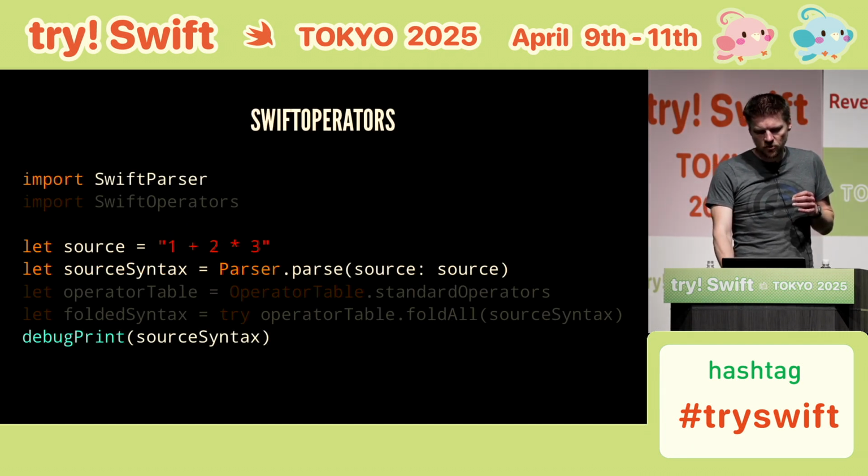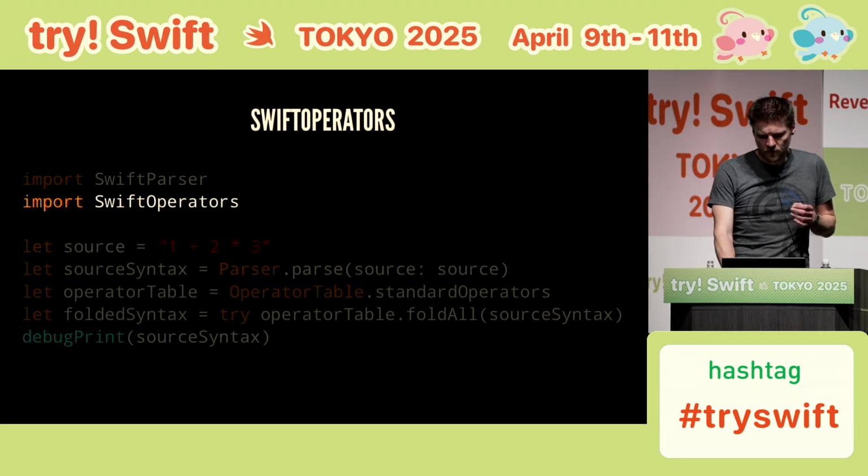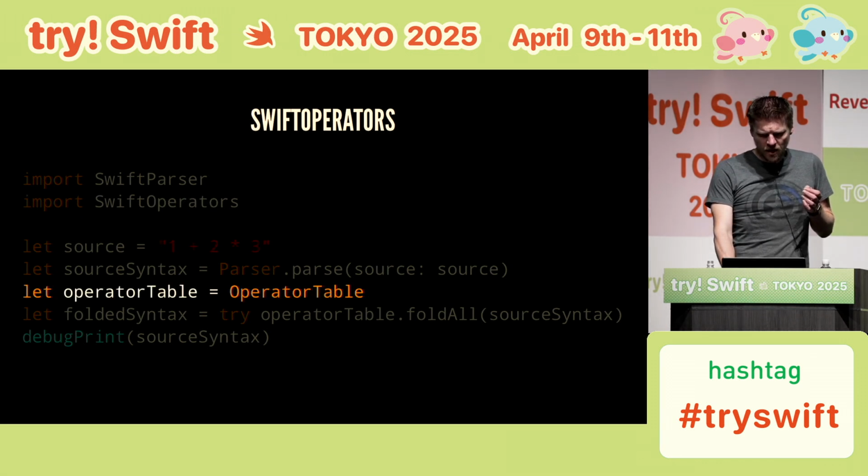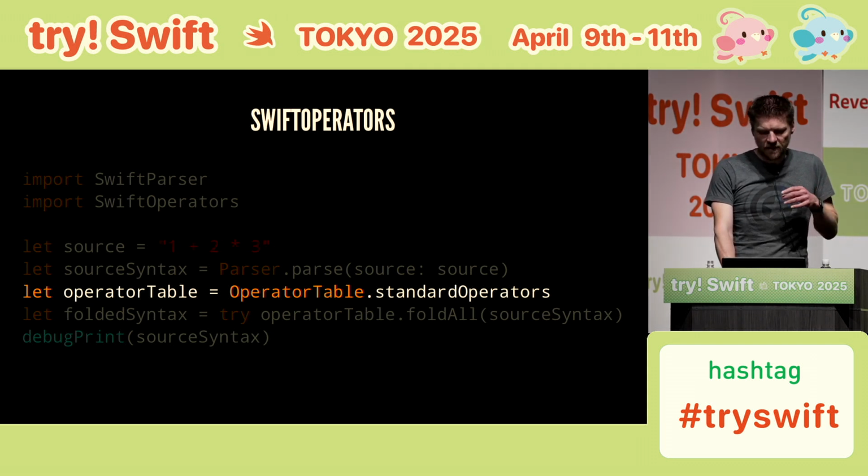SwiftSyntax has a module called SwiftOperators that's specifically designed to solve this problem. We'll start by importing the SwiftOperators module. The OperatorTable type keeps track of known operators and their precedences. SwiftOperators can populate the operator table by parsing source code and finding operator declarations in that code. But OperatorTable actually has a convenient standardOperators default instance, and that comes primed with all the built-in operators from the Swift standard library, and that's sufficient for our purposes.